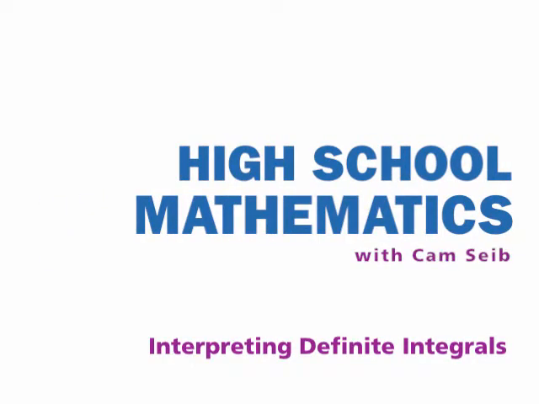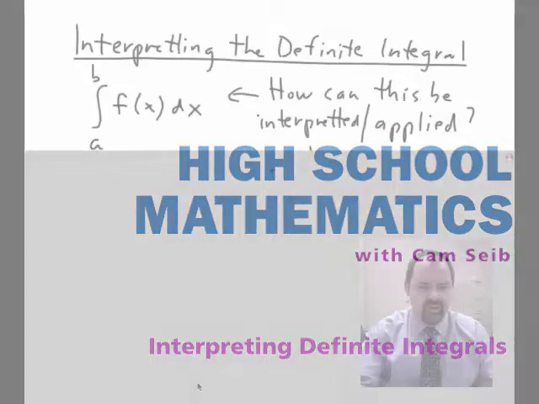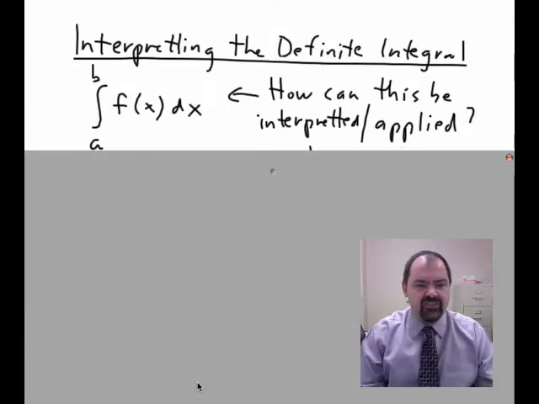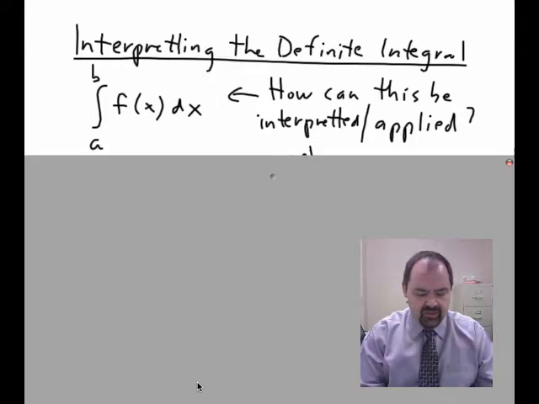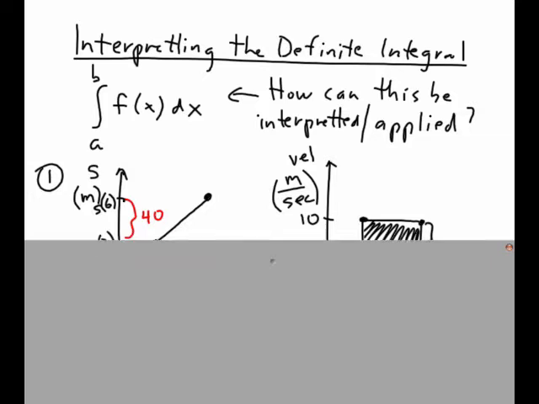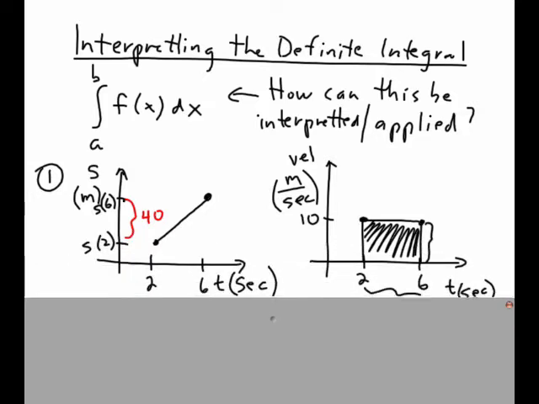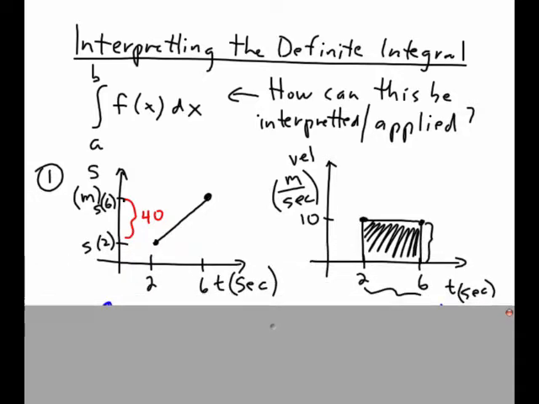Alright, now that we know how to evaluate definite integrals, we want to look at what the answer to a definite integral means. Does it have a particular meaning with respect to a given situation? So we're going to begin just by looking at some situations that are somewhat familiar. And the first one is a position-velocity situation.